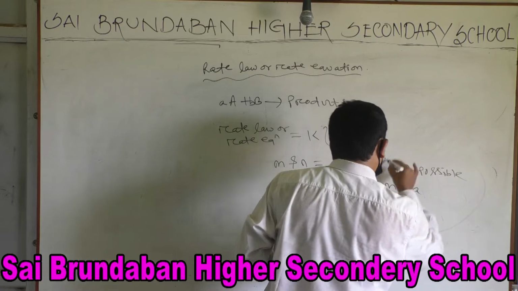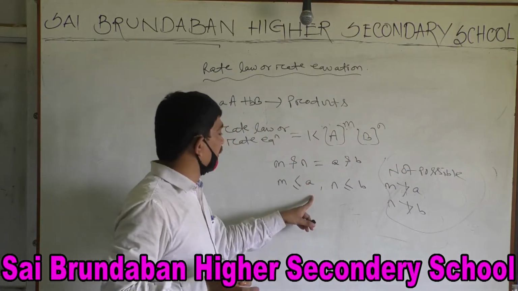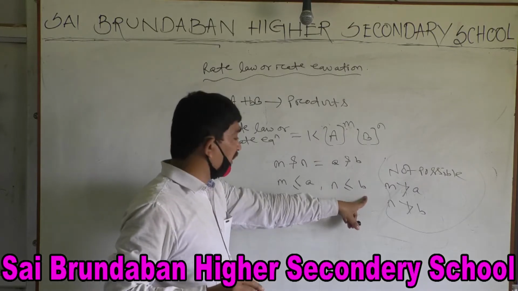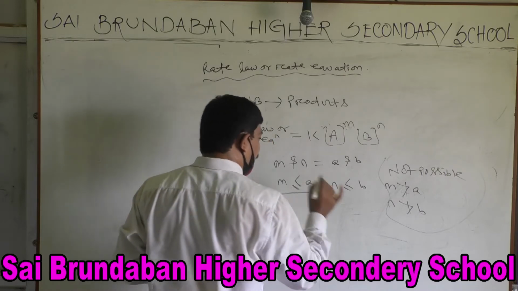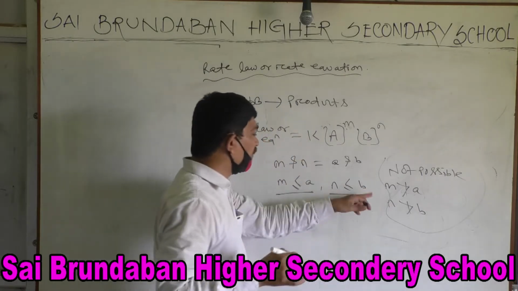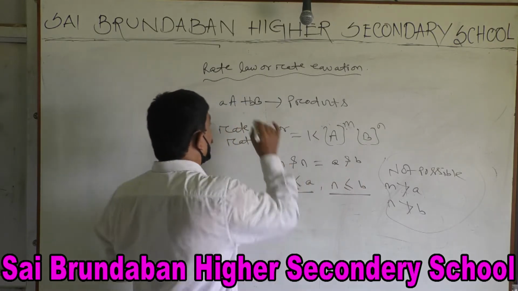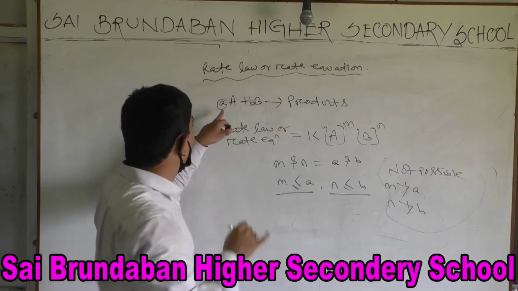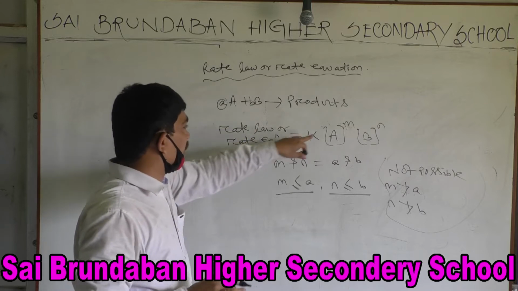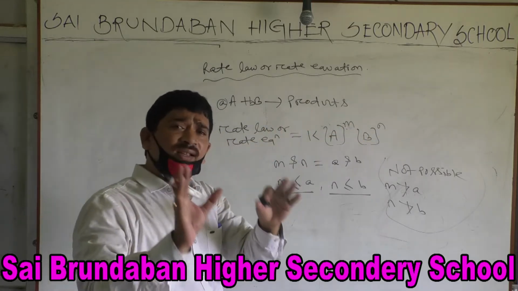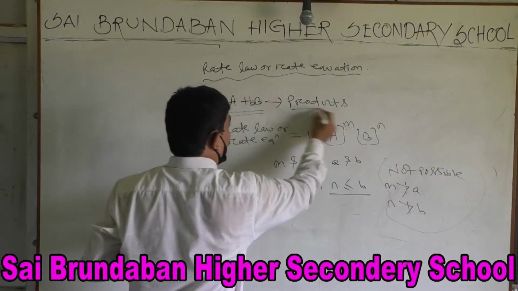So always m is less than or equal to a, and n is less than or equal to b. That is, m may be equal to a or less than a, and n may be equal to b or less than b. Because a and b are the coefficients of the reaction, that is the number of moles, but m and n suggest how many moles actually take part in the reaction or are consumed in the reactant to give the product.